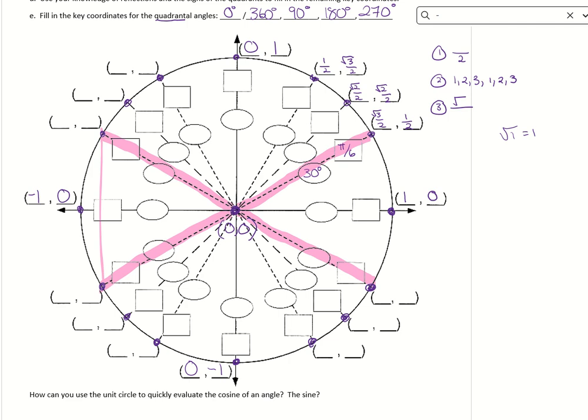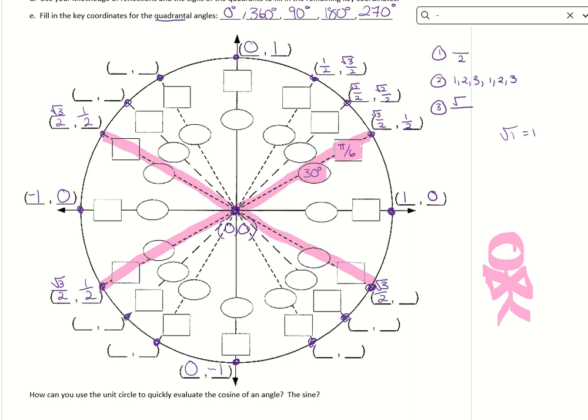Sometimes my students like to refer to these as bow tie angles because you can see they make a little bow tie if you've got a little stick figure. Put a little bow tie on them. So all of these angles that make a bow tie together have the same reference angle of 30 degrees or pi over 6. So the good news is because they share a reference angle, they're going to share key coordinates. So if you know that 30 degrees has it, you can copy those key coordinates into the other 3 spots.